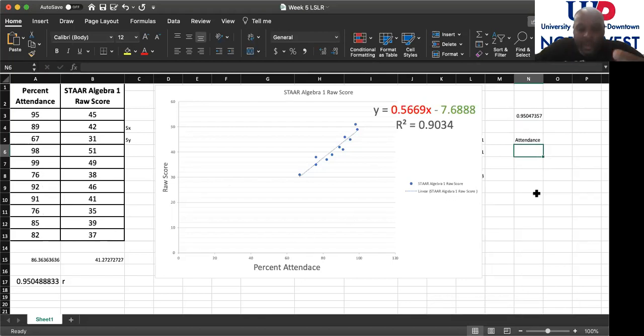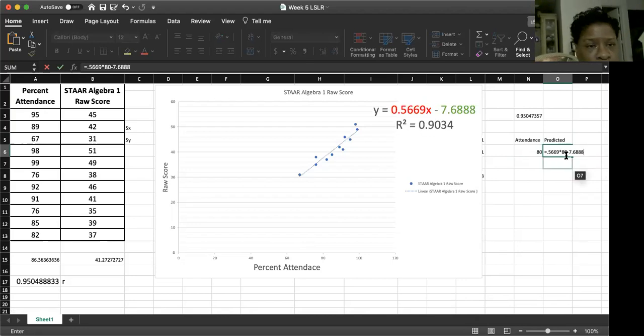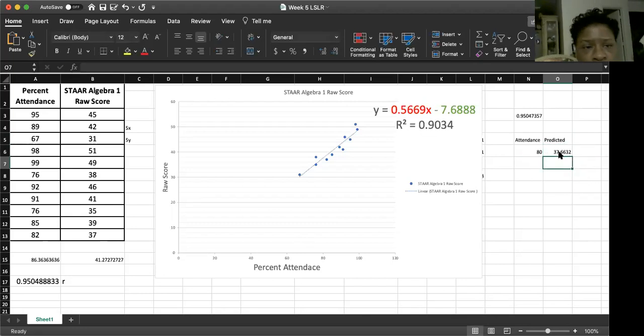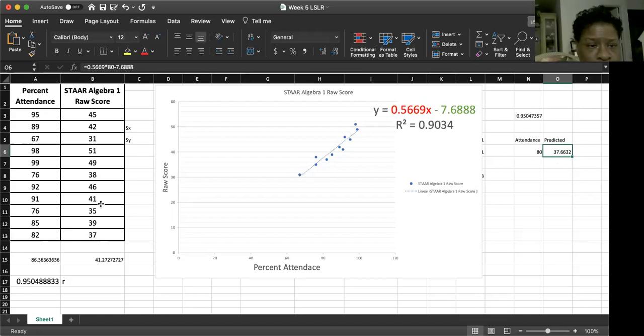So if we take an attendance of 80, the predicted score, plugging into that formula, is 0.5669 times 80 minus 7.6888. All I'm doing is plugging into the formula. I replaced the X with 80. When I do that, I get a score of 37.663.